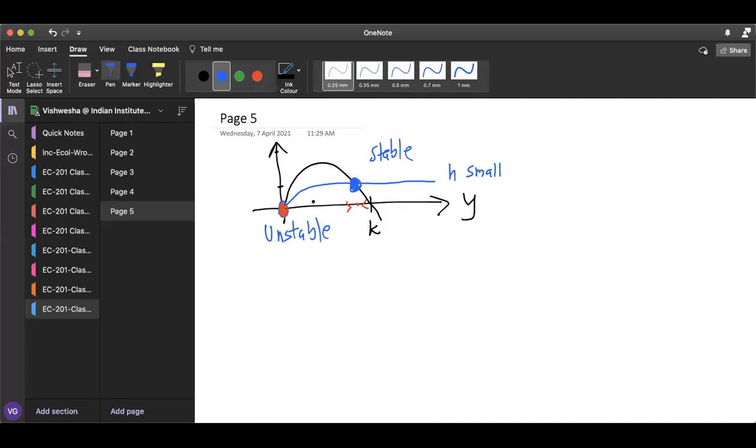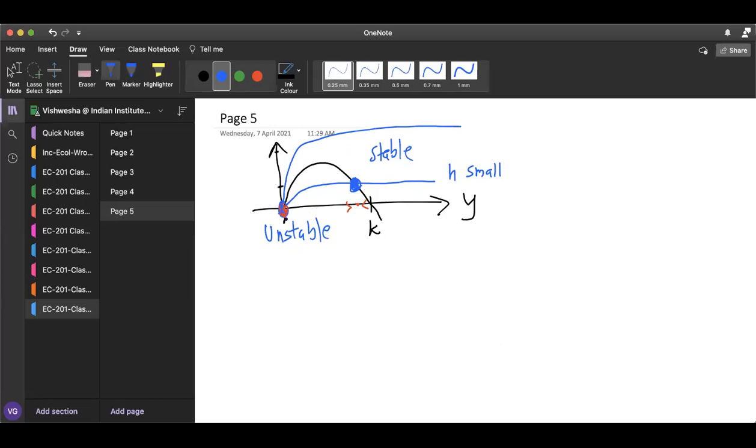Now let us consider very large values of H. That's the other extreme. How will this function look now? It will increase like this and go like this. Is that fine? So if you do that, how many points of intersection are there? Only one point of intersection, which is here.